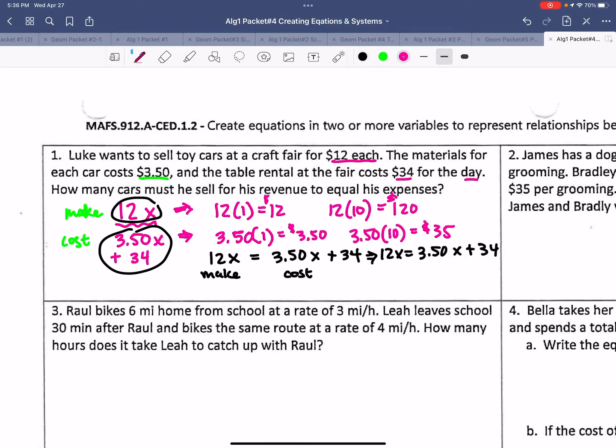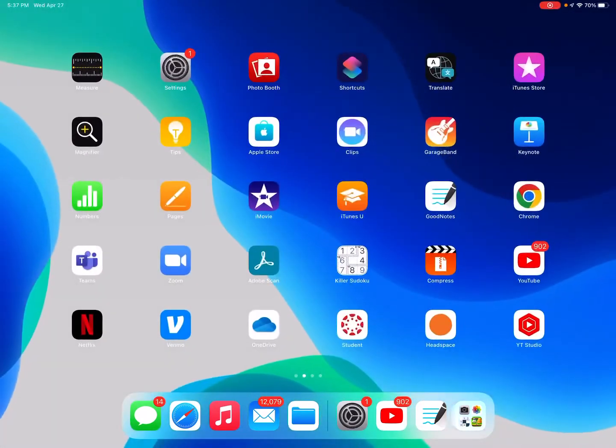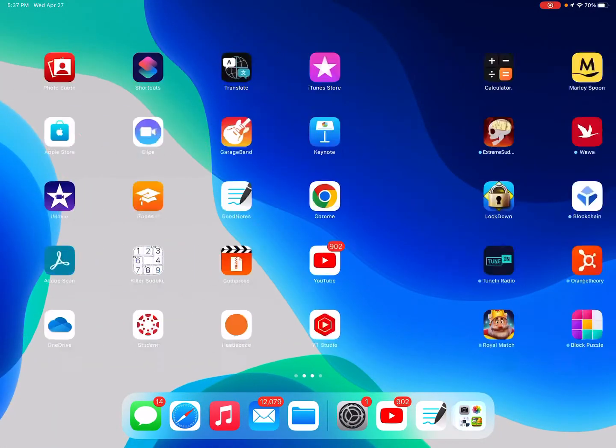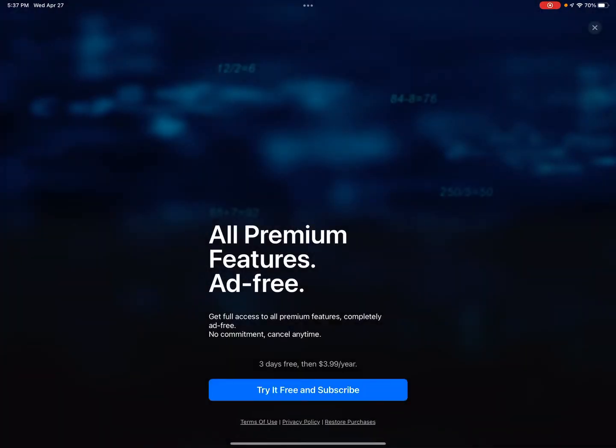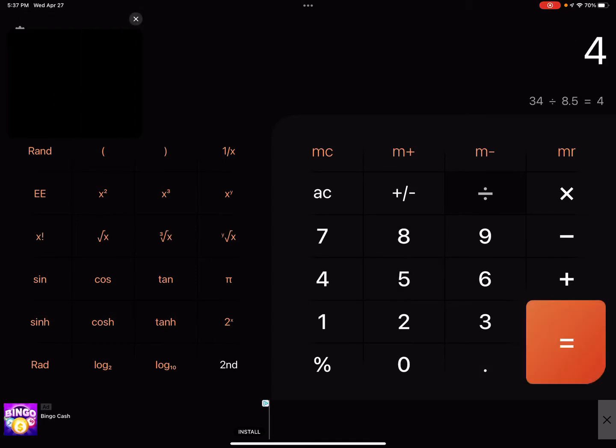Cool, right? All right, so I'm going to subtract 3.50x from both sides. So 12 take away 3.5 would be $8.50. So this would be 8.50x equals 34. Then we'll divide by $8.50 on both sides. So we get x is equal to 34 divided by 8.5. So 34 divided by, where is my calculator? 34 divided by 8.5. That's 4.